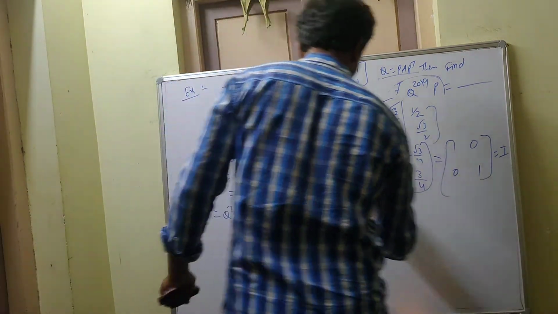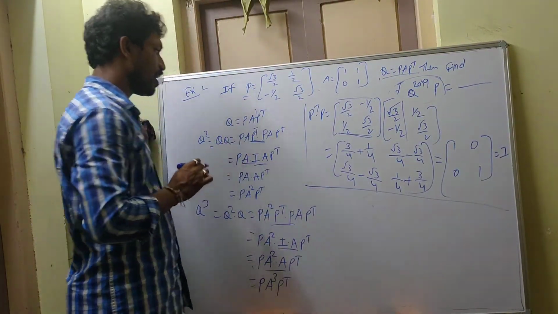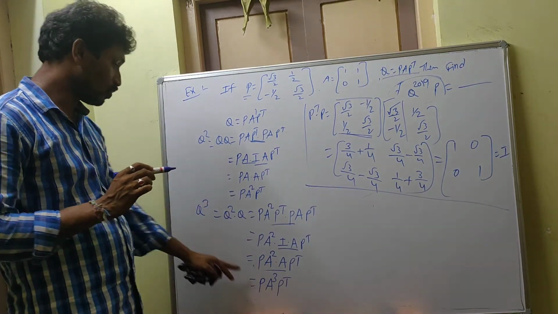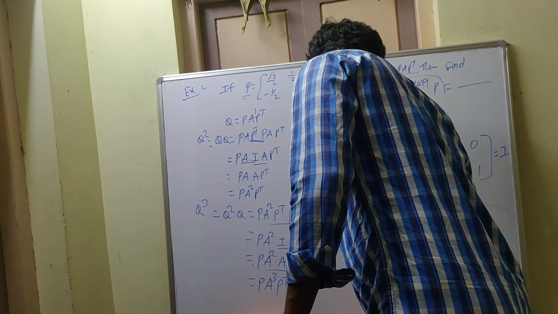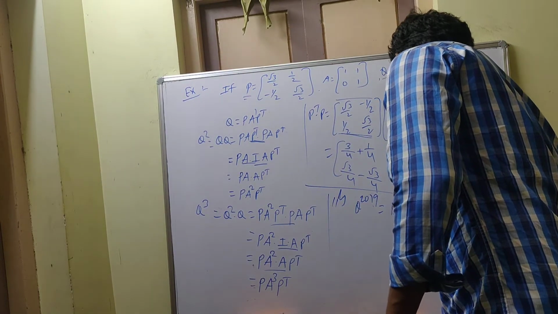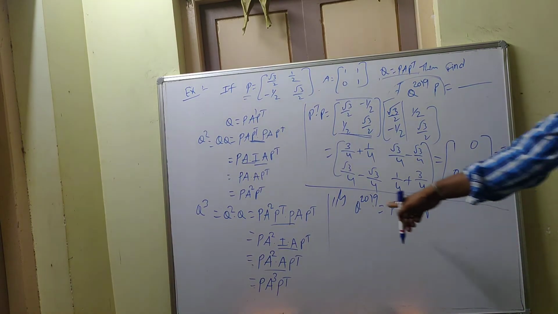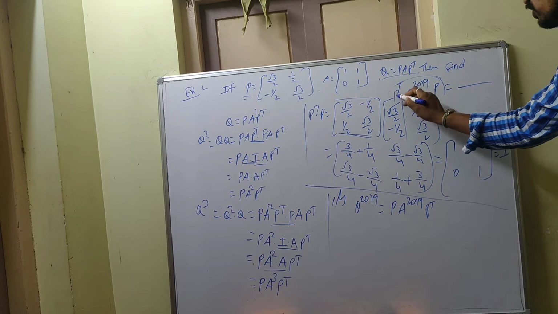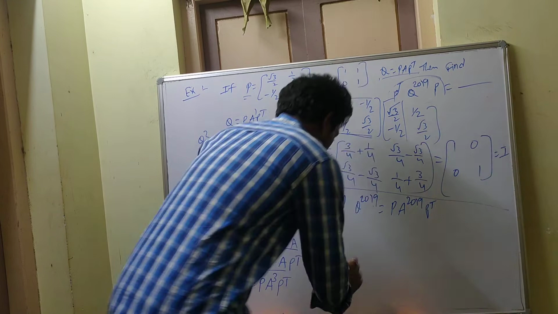You can generalize now. Q means P A power 1 into P transpose. Q square means P A square into P transpose. Q cube means P A cube into P transpose. Similarly, Q power 2019, what can I write? P into A power 2019 into P transpose. Very clear answer. But we don't want this one. We want P transpose into Q power 2019 into P. So now you find out.